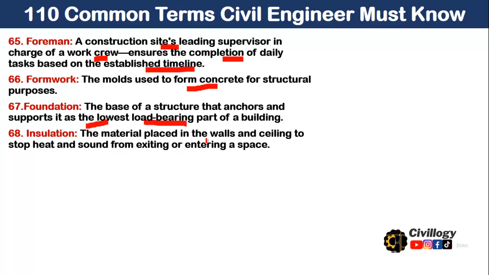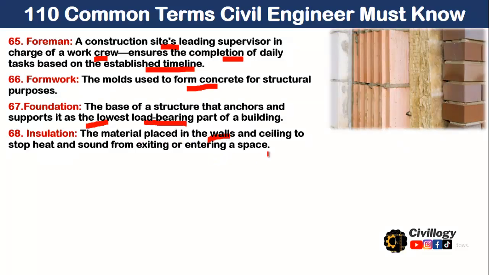What is insulation? The material placed in the walls and ceilings to stop heat and sound from exiting or entering a space. Okay, as you can see over here, between two walls there is softwood, or foam, or such type of material, thermocol sheets etc. can be placed to make it soundproof, heatproof or windproof.